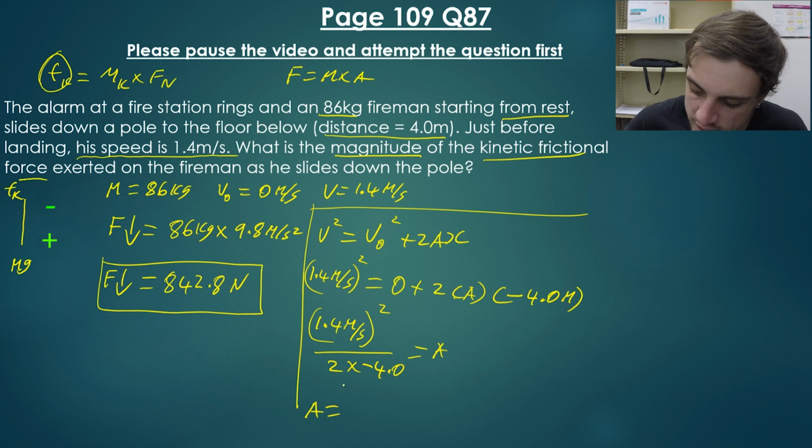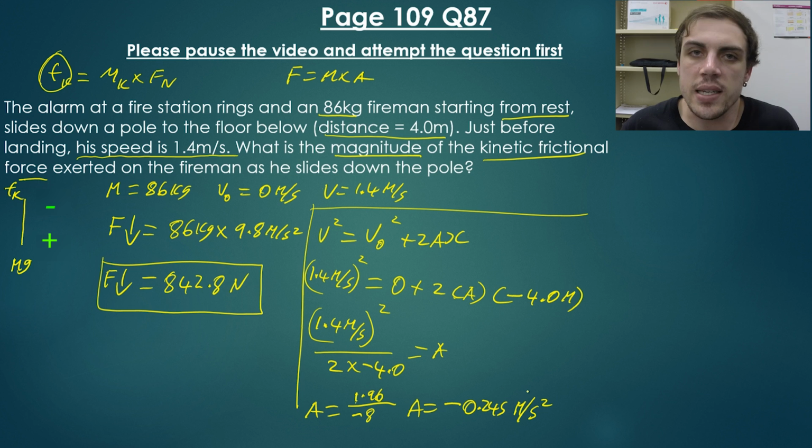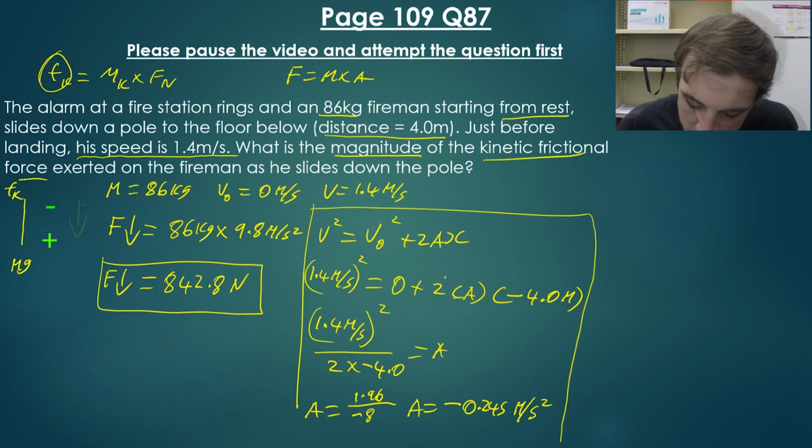So 1.4 times 1.4 is going to be 1.96, divided by 2 times negative 4, so divided by negative 8, which means our acceleration is going to equal negative 0.245 meters per second squared. What this means is that the fireman is accelerating at 0.245 meters per second squared in this direction. So now that we have our acceleration, we can move on to calculate the total amount of force.